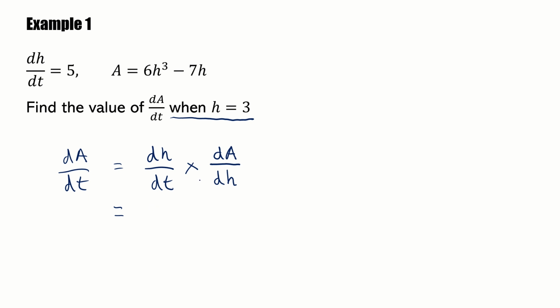Cool. Good news is, out of these two things, we've already got the dh over dt part, that's 5, but we don't have the dA over dh part, so that's something we're going to need to separately find. Good news is, dA over dh will be found by simply differentiating the equation linking A to h. So if we differentiate the h's, we will end up with dA over dh being 18h squared minus 7. So now we've got that, we can plug that in as part of our wider expression. So it will be 5 lots of our dA over dh.